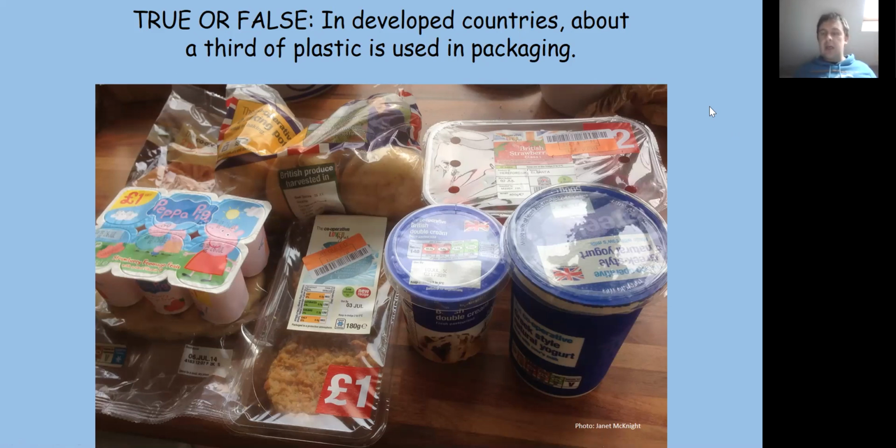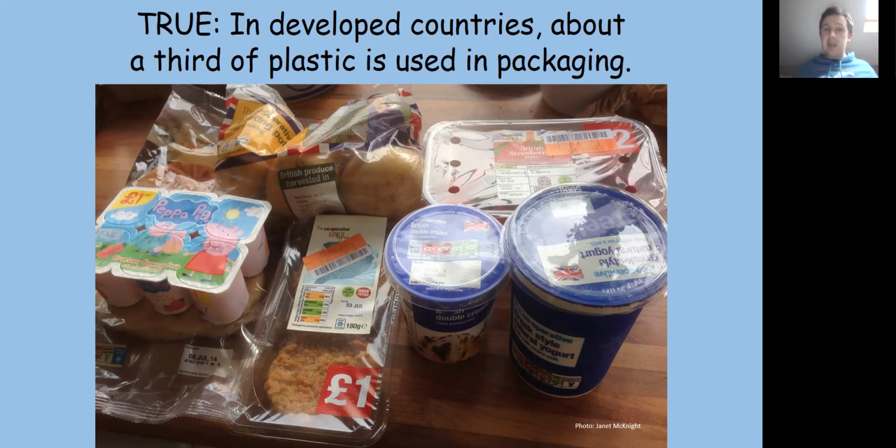We have a good level of education, schools, employment. Our country is very good at looking after itself. Other countries in the world do depend on other countries for assistance. Okay, and we call those developing countries. We refer to ourselves as developed countries, and most countries, if not all, in Europe are now classed as developed countries. But about a third of the plastic in developed countries is used in packaging. True or false? What do you think?